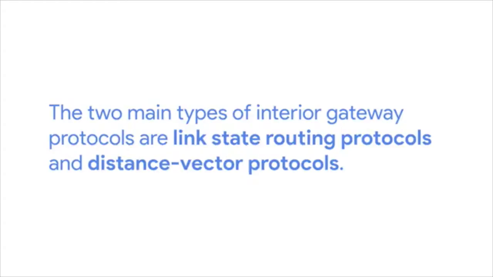You can contrast this with exterior gateway protocols, which are used for the exchange of information between independent autonomous systems. Spoiler alert, we'll cover exterior gateway protocols in an upcoming video. The two main types of interior gateway protocols are link state routing protocols and distance vector protocols. Their goals are super similar, but the routers that employ them share different kinds of data to get the job done. Distance vector protocols are an older standard.